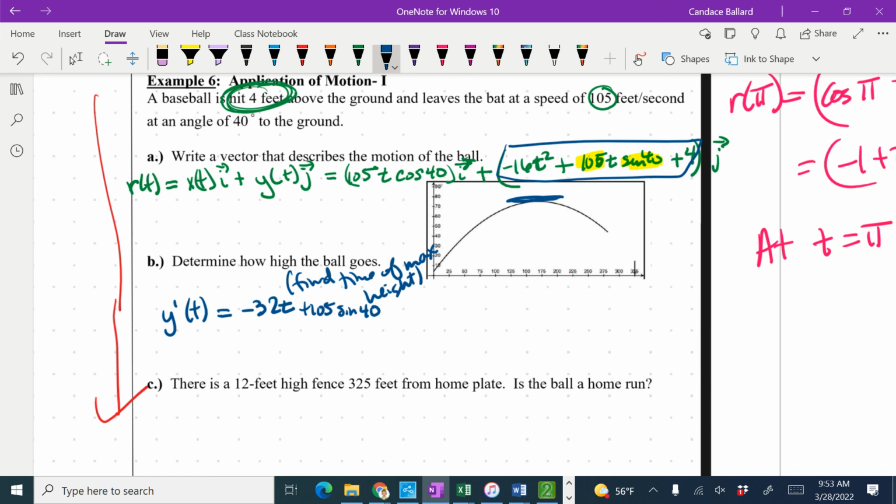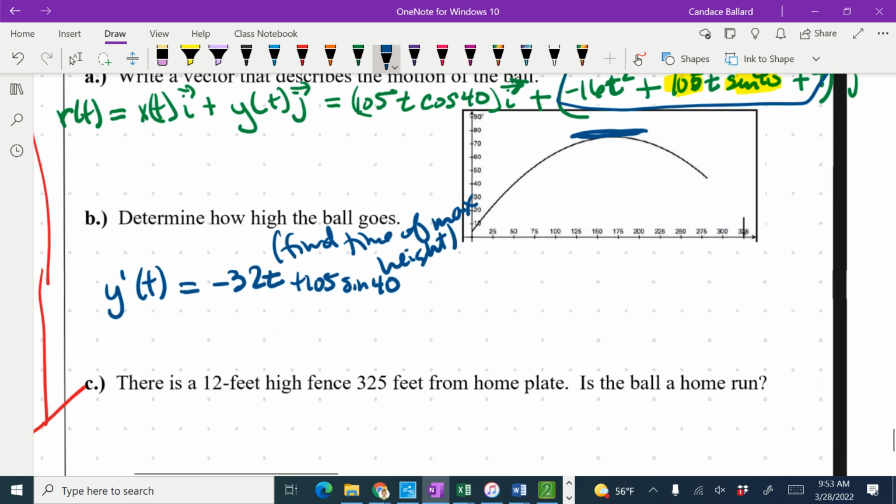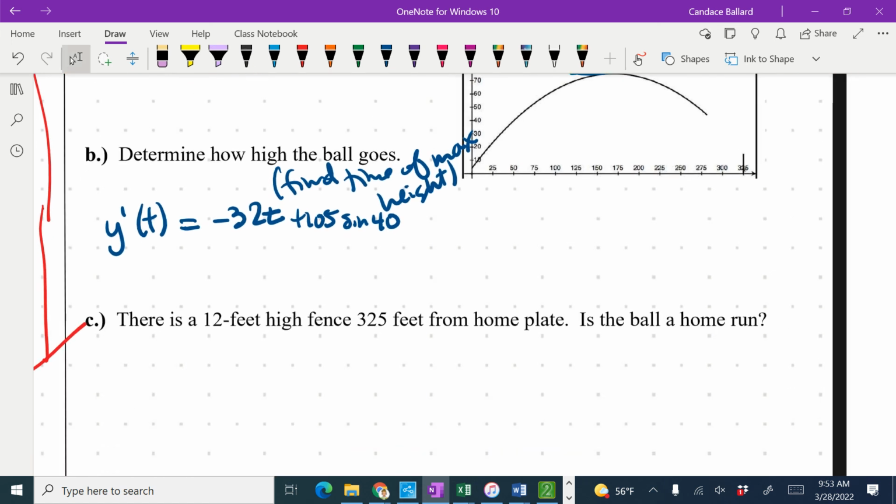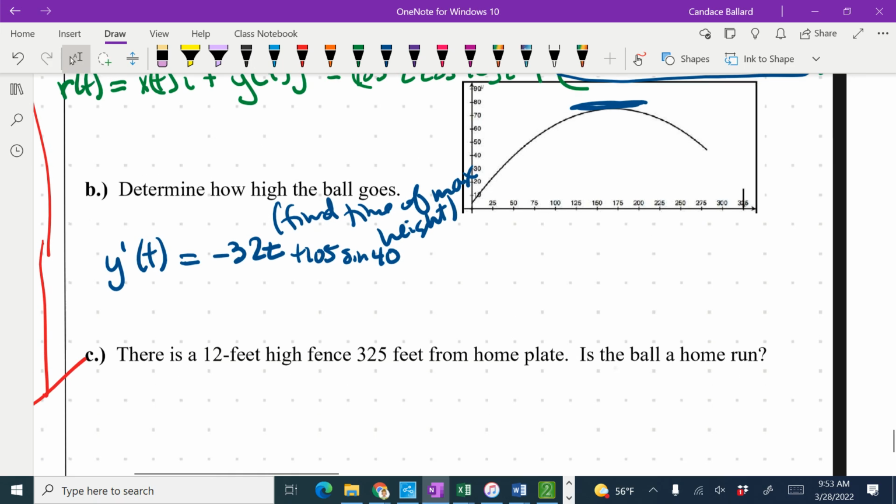Now that I have that, I'm going to make it bigger. What is the slope at a maximum? It's 0, right? So I'm going to set this equal to 0.